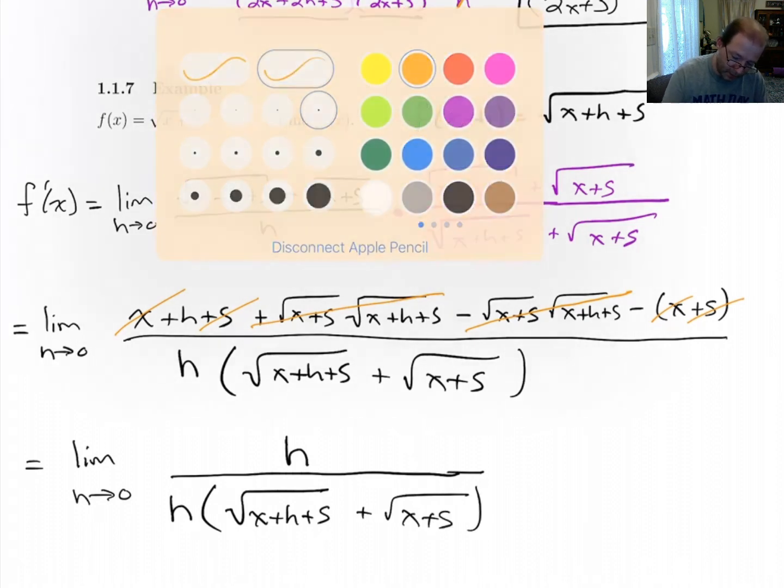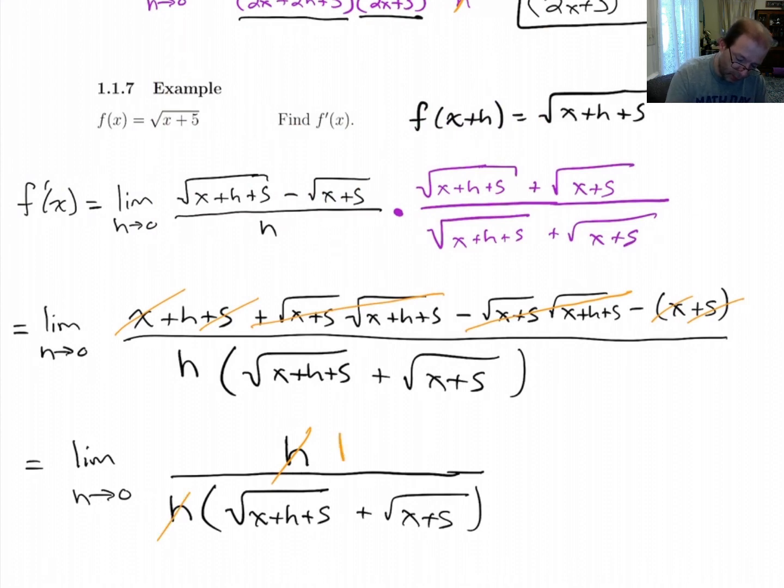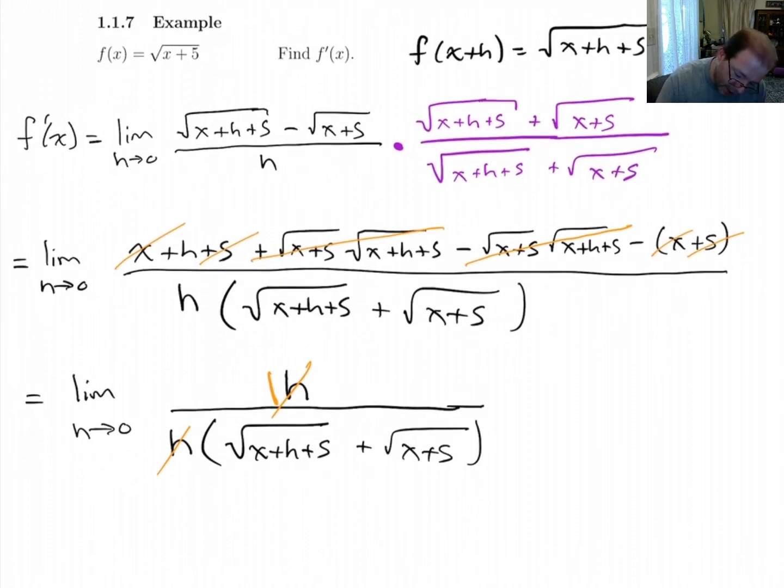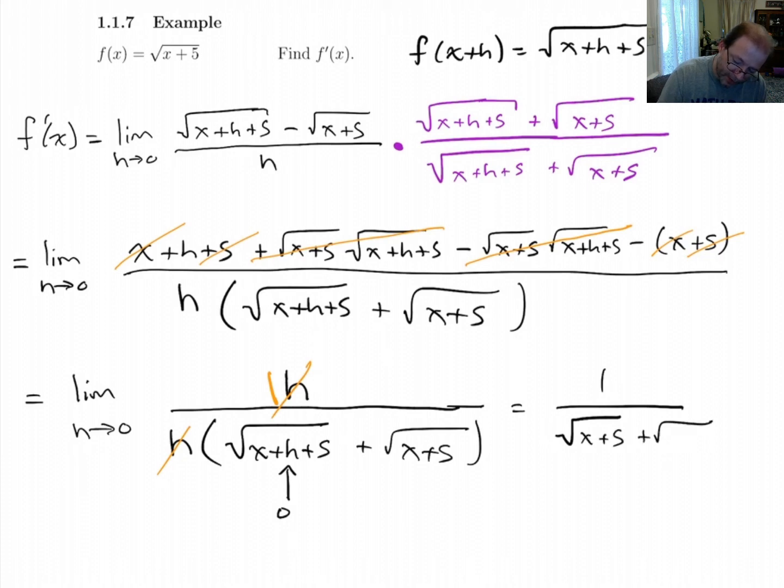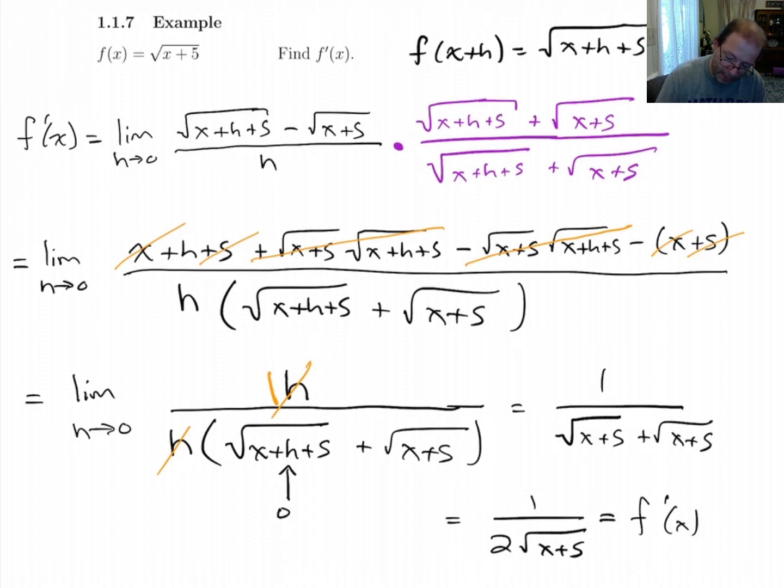So if I cancel this and this, it leaves me with that understood 1 on top. Maybe I should put the 1 in front here. Doesn't really matter, but if you think of that as a 1h, when the h gets canceled away, the 1's still there. So now I can plug my 0 in for h. And so on top, I've got 1 over the square root of x plus 5 plus the square root of x plus 5, or 1 over 2 root x plus 5. And that's my derivative. All right, and that's it.